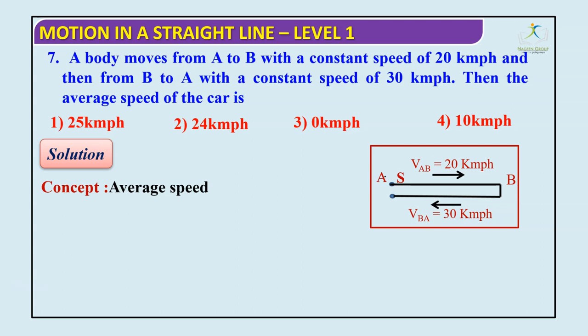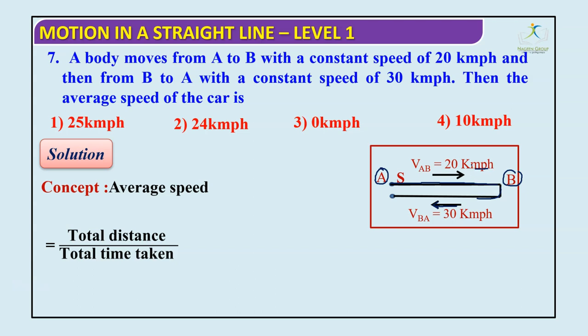So the body moves from A to B with the speed VAB of 20 km per hour. Then on returning from point B to A, the speed will be increased. This will be VBA, 30 km per hour. It's a diagram. So the average speed is equal to total distance divided by total time taken.